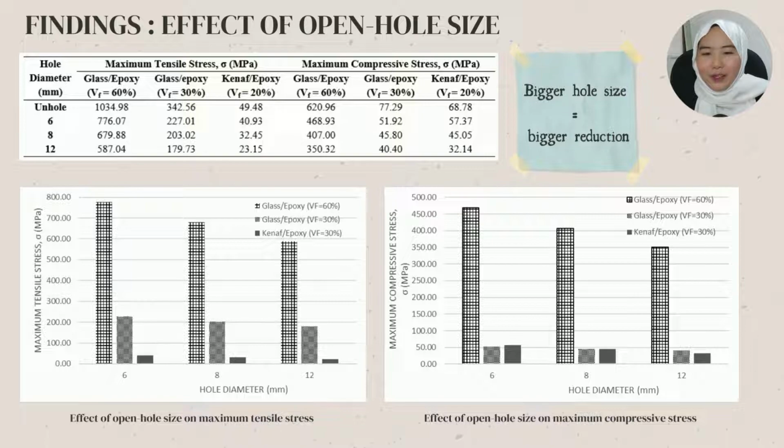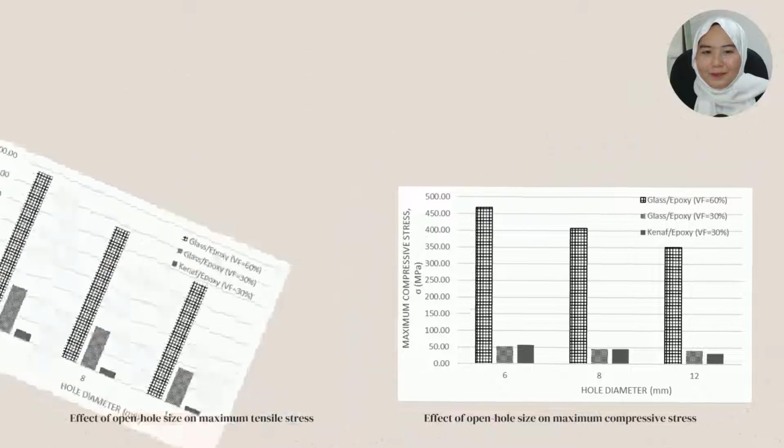The same behavior was observed on both maximum tensile stress and maximum compressive stress towards an increase in hole size diameter on Kenaf epoxy composite, with a reduction percentage of around 17% for 6 mm, 34% for 8 mm, and 53% for 12 mm hole compared to unholed specimen. The results indicate that a specimen with larger hole size lessens the stress supporting region, whereas a specimen with smaller hole size contains a larger region in which stress could be disseminated, thus reducing the damage on the specimen.